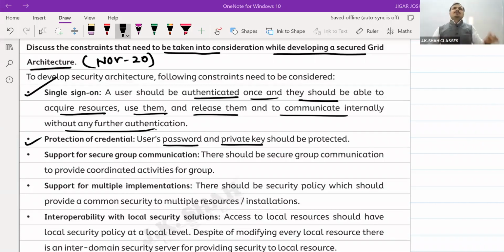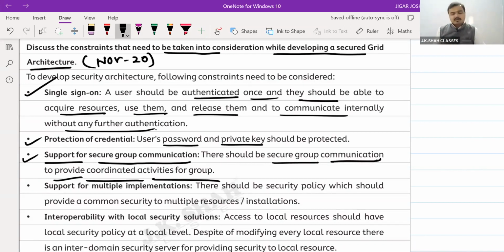Third one, people. Do you think the entire architecture must be safe? Yes. No hacker should hack the data from any computer. So third one is support for secured group communication. Whatever data is getting shared in this group of 1 lakh PCs must be secured. External persons cannot hack that data. That much you have to take care. There should be secure group communication to provide coordination activities for the group.